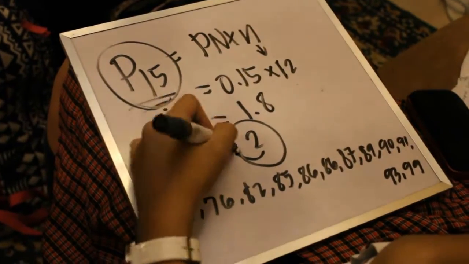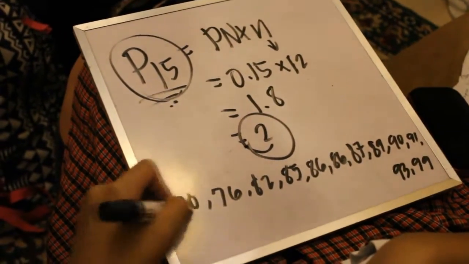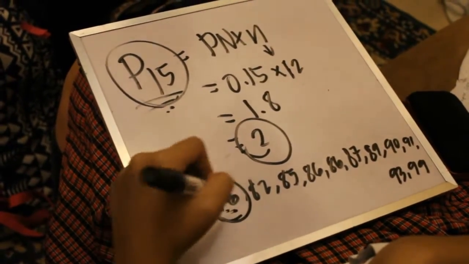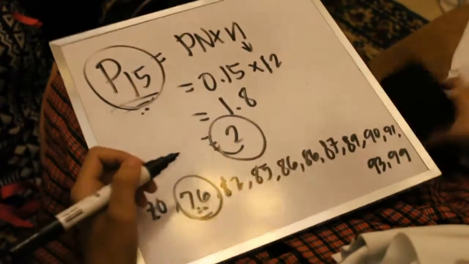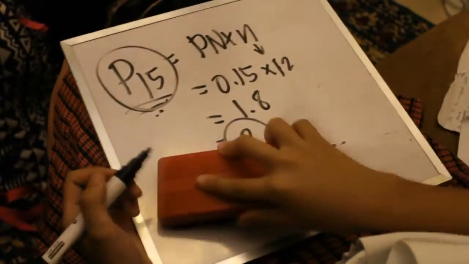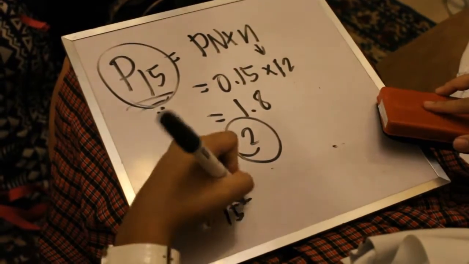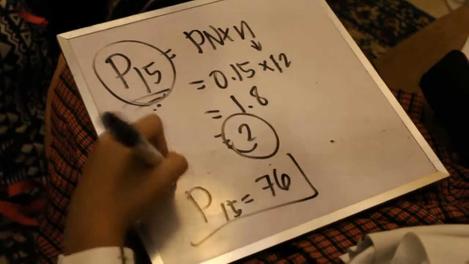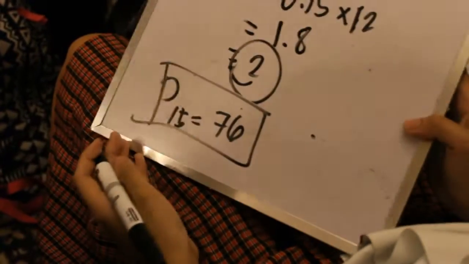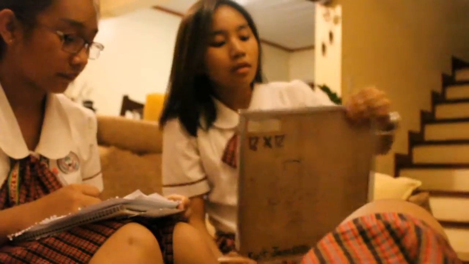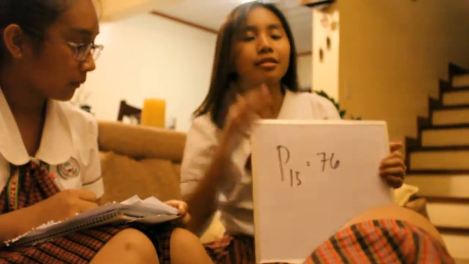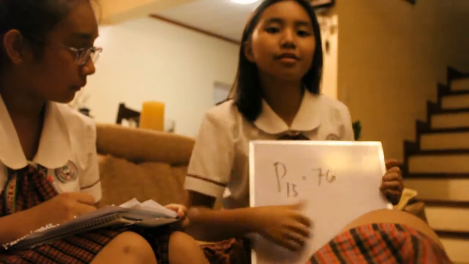Since it's 2, then we need to count from the given set. So 1, 2. So the answer would be 76. So P15 is equal to 76. Did you get it, Ria? Yes. Luis? So the 15th percentile is the second score, which is 76.